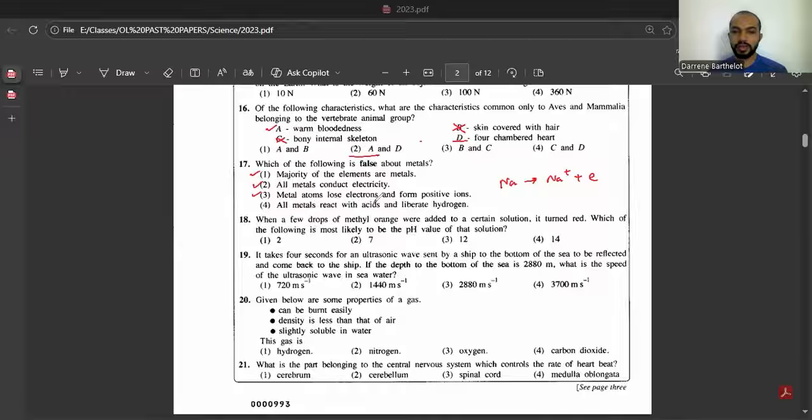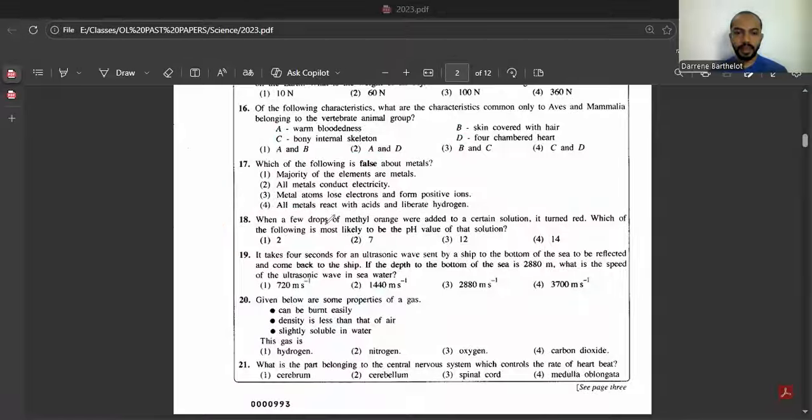Fourth answer, all metals react with acids and liberate hydrogen. That's wrong. Why is it wrong? Because if you take the activity series, the ones which are below hydrogen in the activity series, those are copper, mercury, silver, platinum, gold. These metals do not react with acids. That's why they are placed below hydrogen in the activity series. And also the reason for including hydrogen in the activity series, which includes metals, is to identify which metals react with acids and which metals are not reacting with acid. So these are the metals which are not reacting with acid. So all metals react with acid, that's wrong.